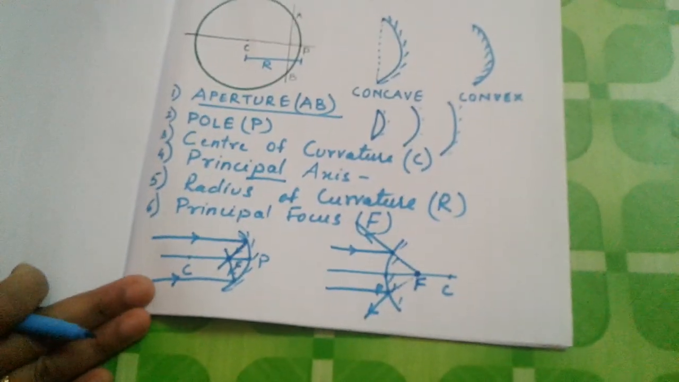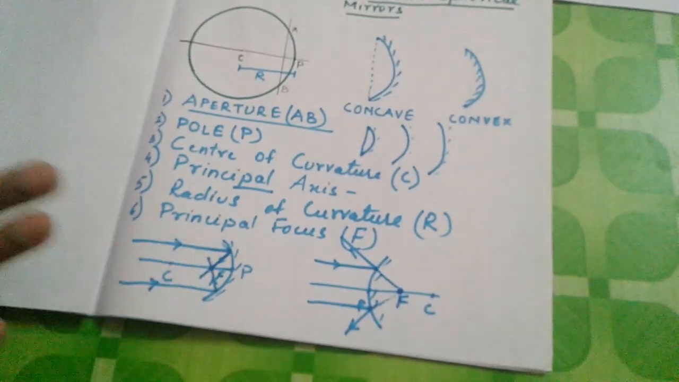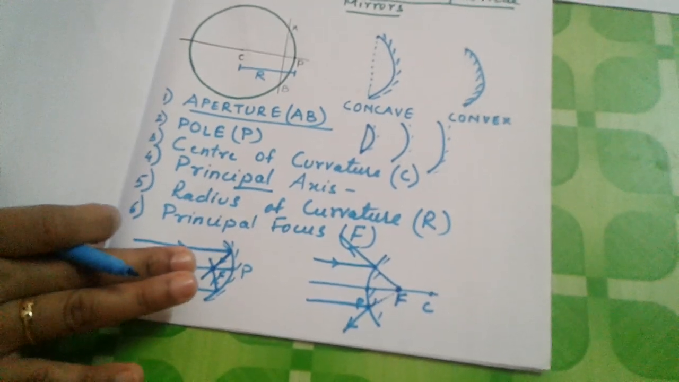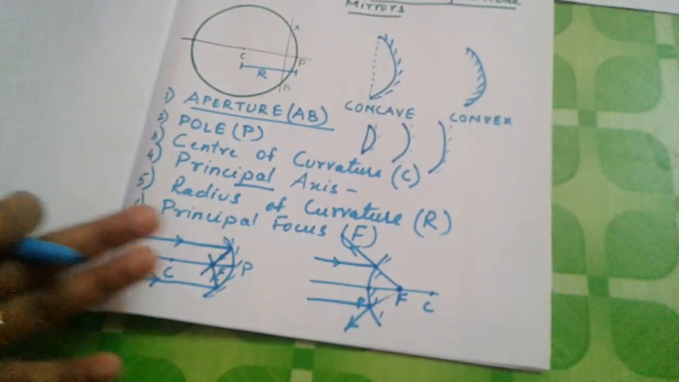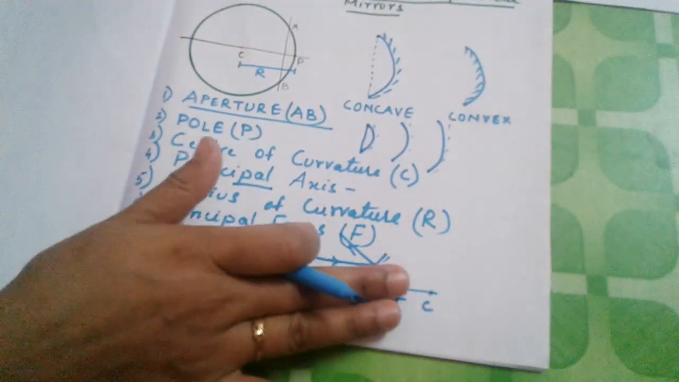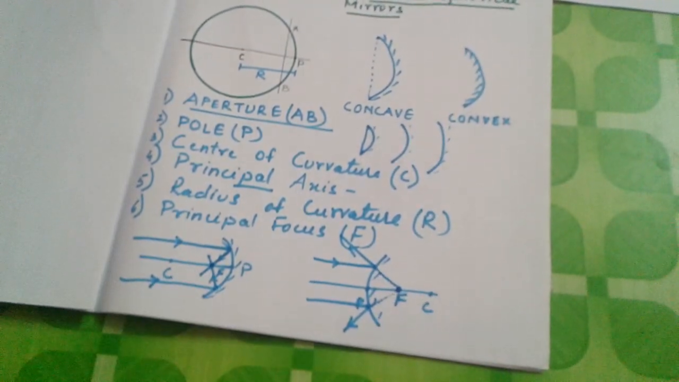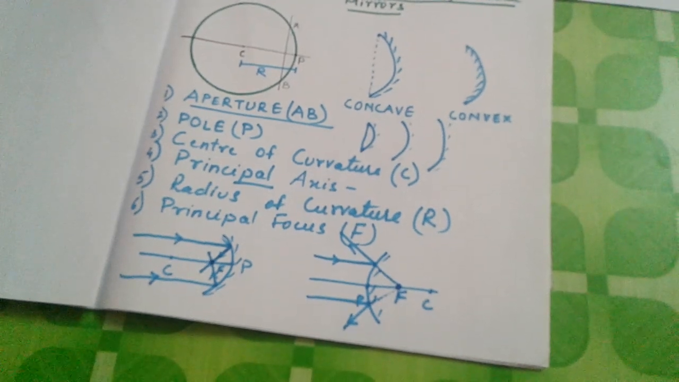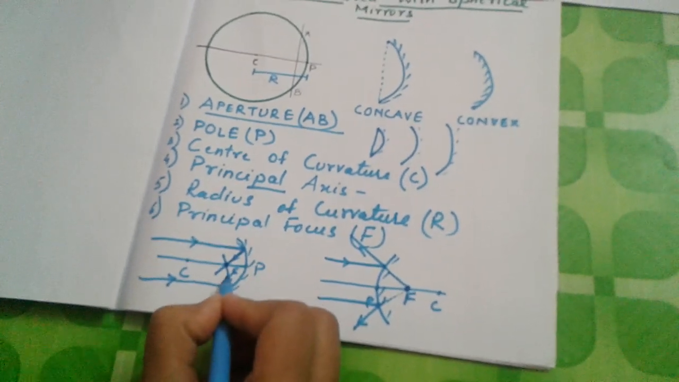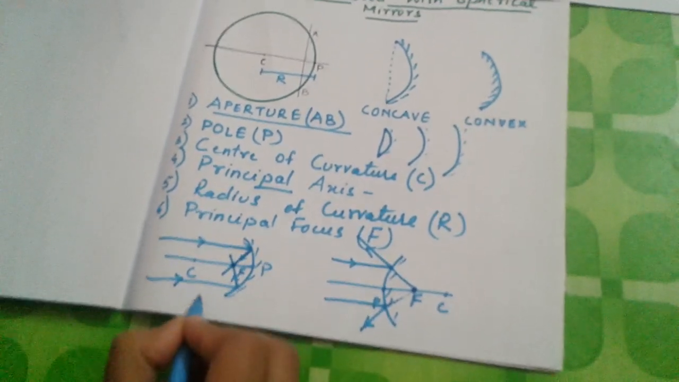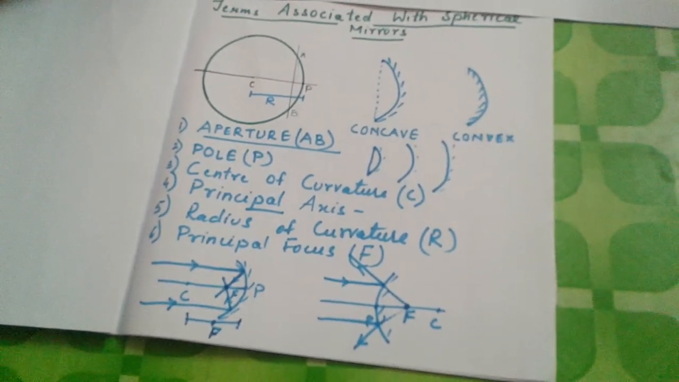So in case of concave mirror, if incident rays are parallel to the principal axis, after reflection from the mirror, they actually meet at this point. But in convex mirror, if the rays are parallel, after reflection they appear to diverge from that particular point. So that particular point is known as what? Principal focus. Principal focus is generally supposed to be the center point of P and C. Generally it is found that the center point between P and C is the focus.